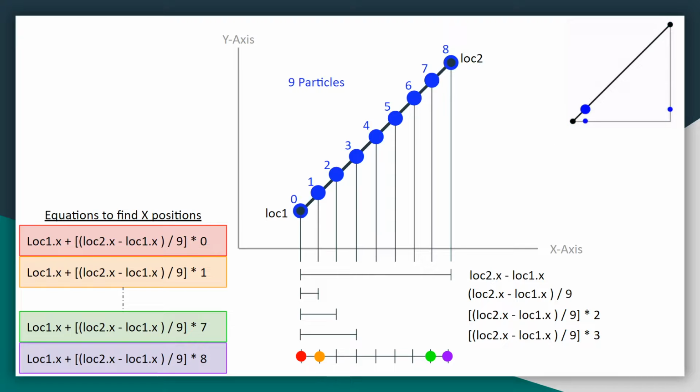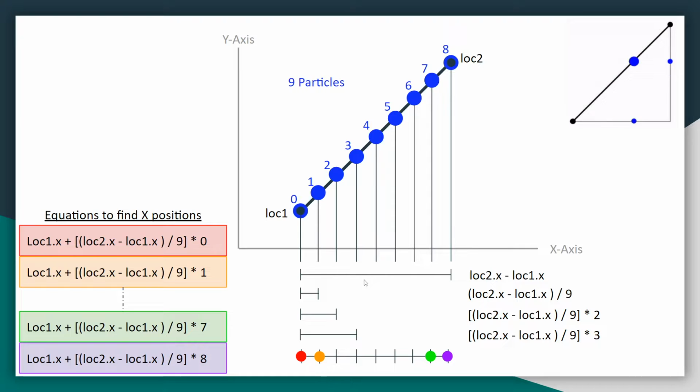But basically, the first thing we want to do is get the distance between location 1's X position to location 2's X position. And so that'll just be this line right here. And the way we get that is we just take location 2 or the destination's X position and subtract location 1 or the initial X position, and that gets us that line right there.